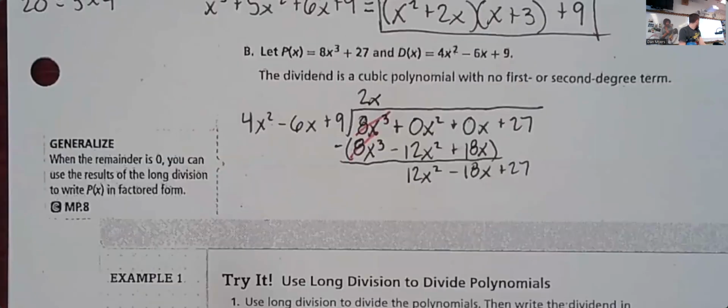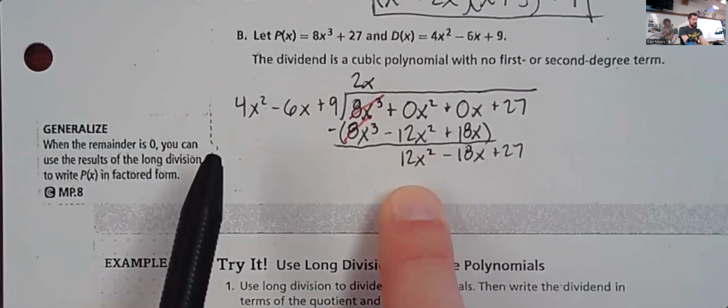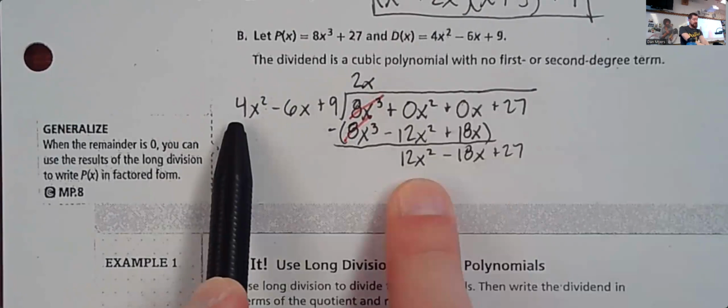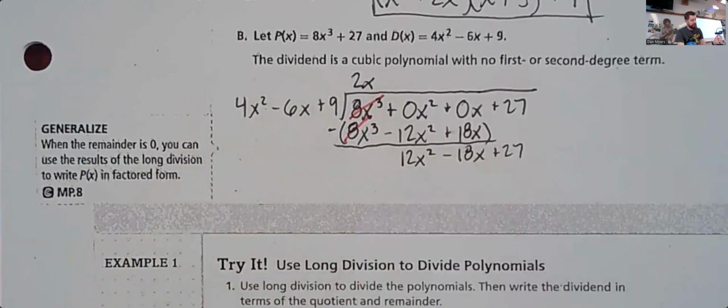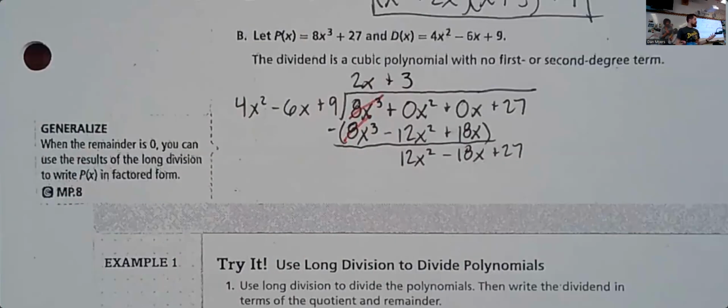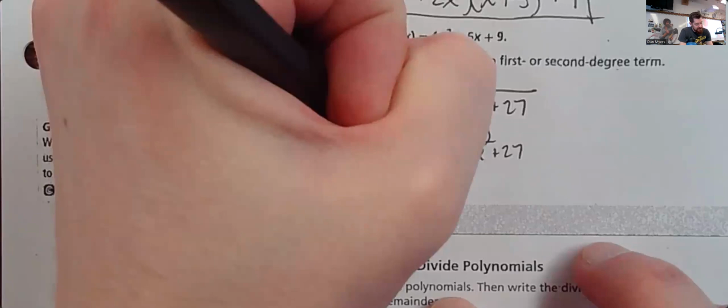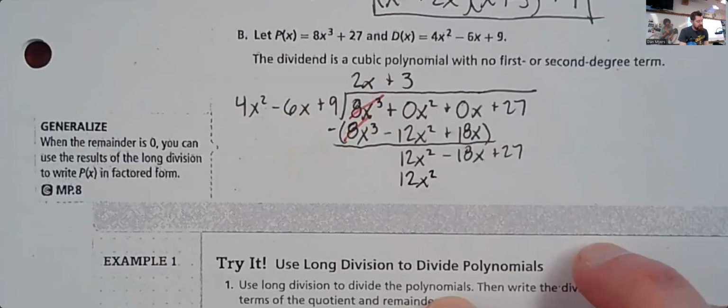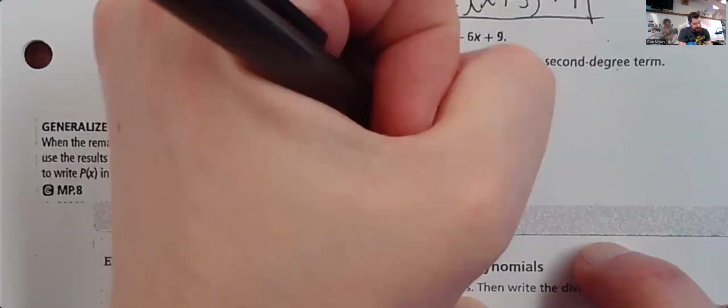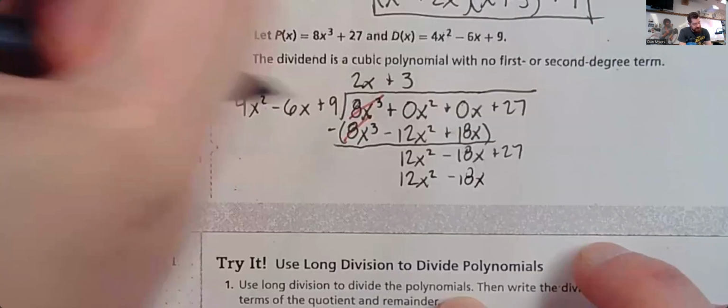So now we're going to look at 4x squared and 12x squared. What do you have to multiply 4x squared to equal 12x squared? 3. All right. So 2x plus 3, it's positive 3. And then we distribute that 3 to all 3 of those. So this will be exactly the same, 12x squared. 3 times negative 6x is negative 18x. And 3 times 9 is 27.